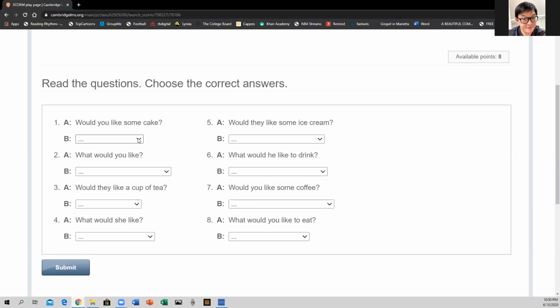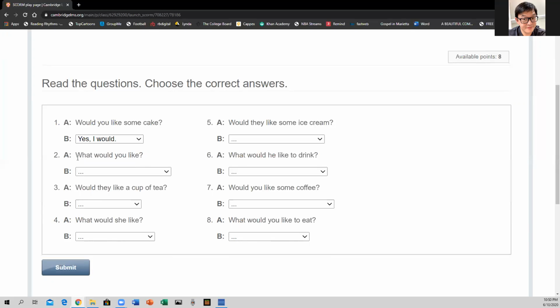Would you like some cake? Which one is the correct answer? Yes, I would, or I'd like some cake. In this case, it is yes, I would. Why? See, when you don't have what in the beginning of the question, then it is a yes, no question. Do you remember that? So the correct answer in your case is letter A, and you already have that in your book.